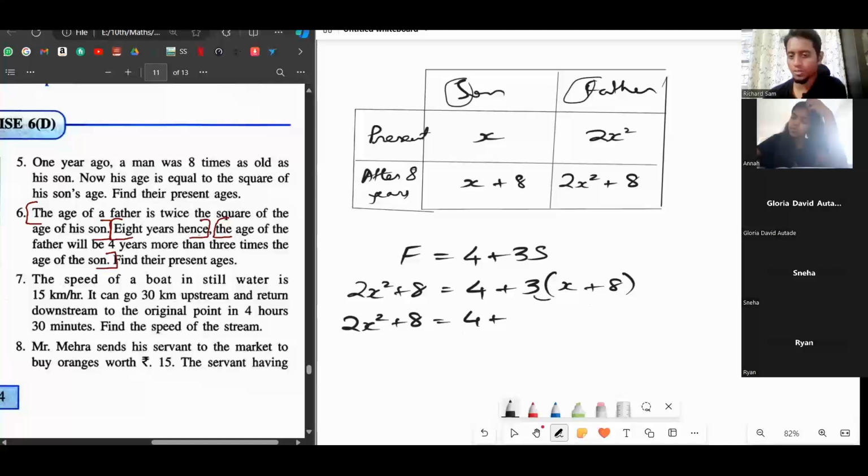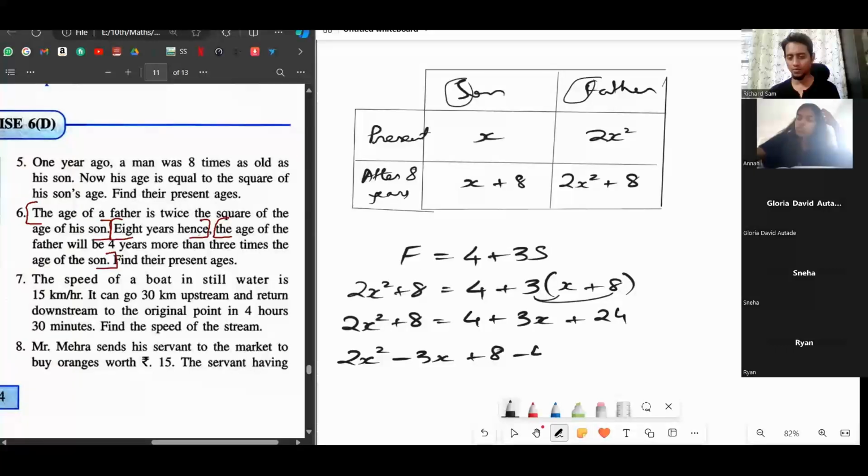So here, monomial into binomial: 3 into x and 3 into 8. So that's 3x plus 24. Now take all the values to the left side. So 2x square plus, I'm rearranging them in the order. So next I'll write 3x, so that's minus 3x, then all the numbers. So plus 8, minus 4, minus 24 equal to 0.